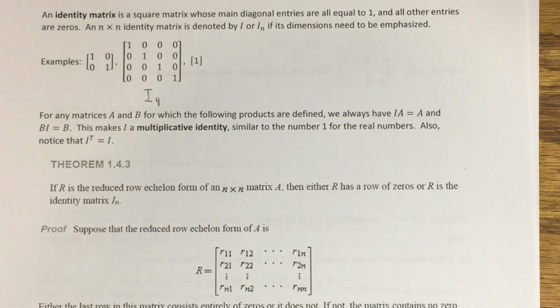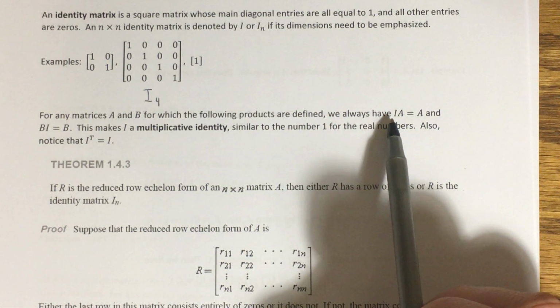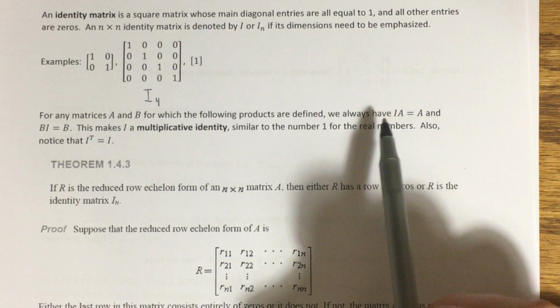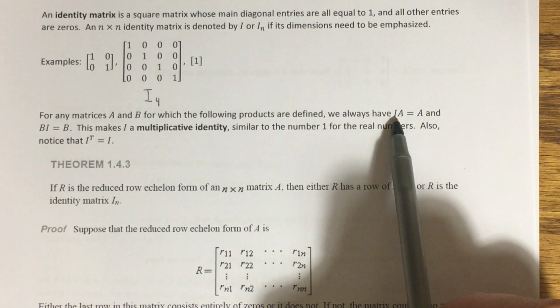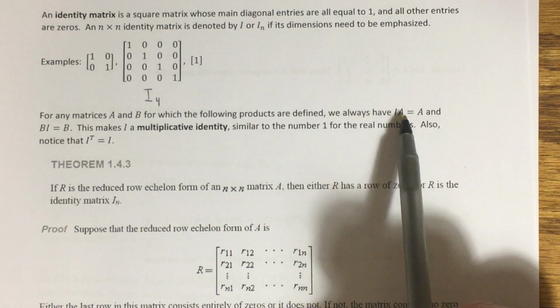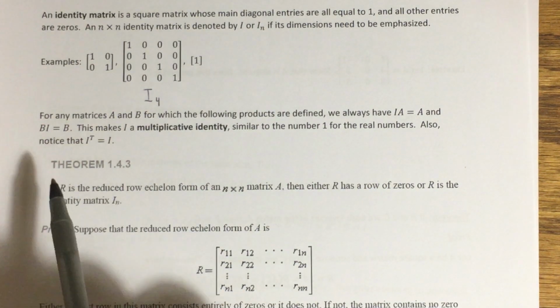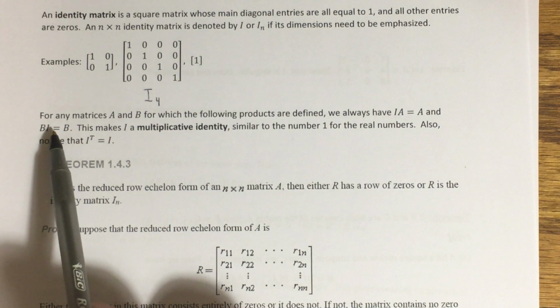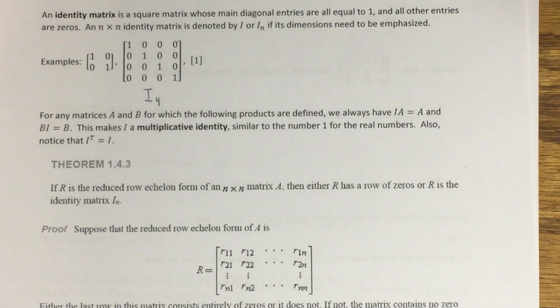And you can verify this on your own just by working through a couple of examples. But if I pick any matrix A, for example, and multiply it on the left by the appropriately sized identity matrix, remember, the dimensions have to correspond to each other in that particular way. In other words, I has to have the same number of columns as A has rows, but if you have the correct dimensions here, I times A will always be A. Similarly, if you multiply on the right by the appropriately sized identity matrix, for any matrix B where this is defined, B times I will equal B.